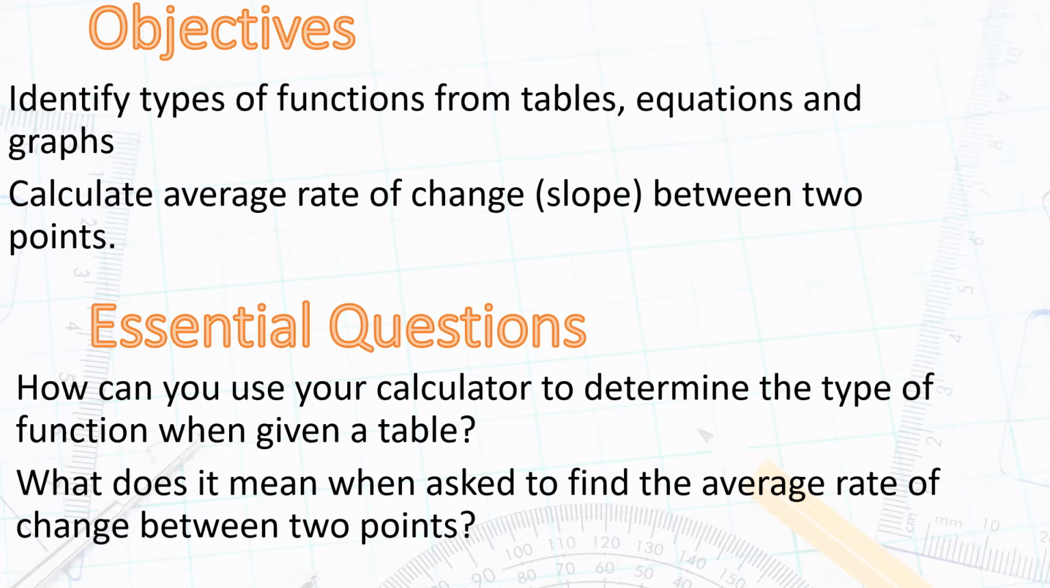So essential questions for today: how can you use your calculator, that wonderful calculation tool that you should have, to determine the type of function when you're given a data set or a table? And then what does it mean to find the average rate of change between 2 points? What is slope?